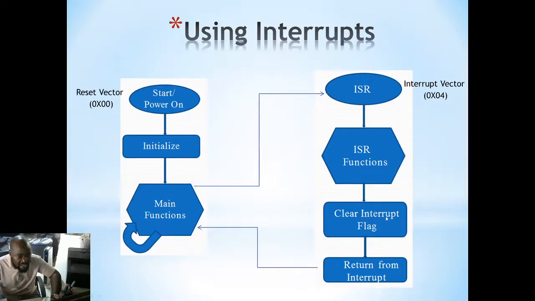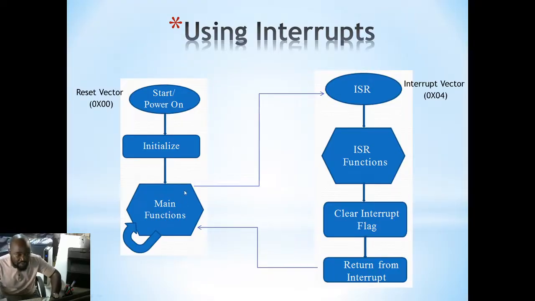Now, we need to clear the interrupt flag before we return, because this interrupt flag is set automatically when the interrupt takes place. We clear it and then we return from the interrupt, and then the CPU will go to the main function, continue from where it left just before the interrupt, performing the main function. Should it get another interrupt, it goes back to the interrupt service routine, address 04, starts executing the interrupt function, clears the interrupt flag, returns, and continues where it left off in the main function. That's basically how the interrupt works.